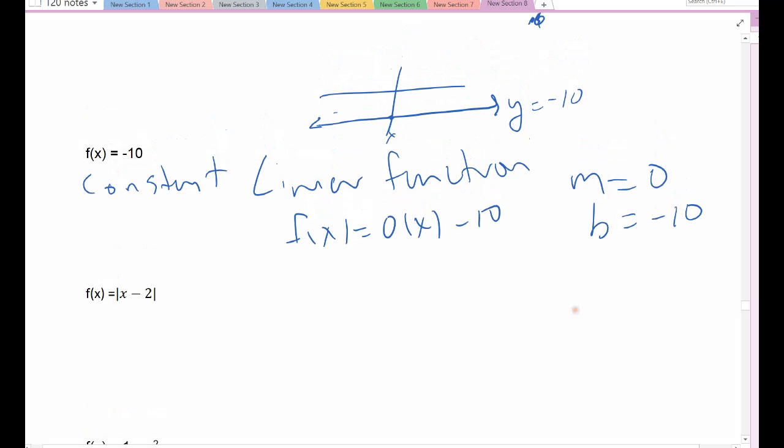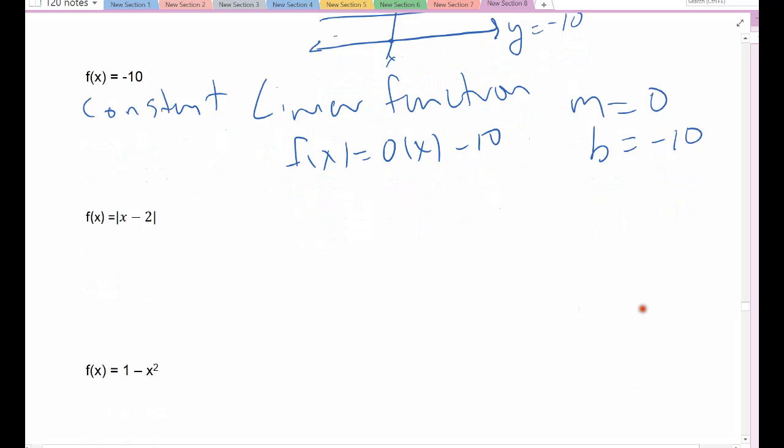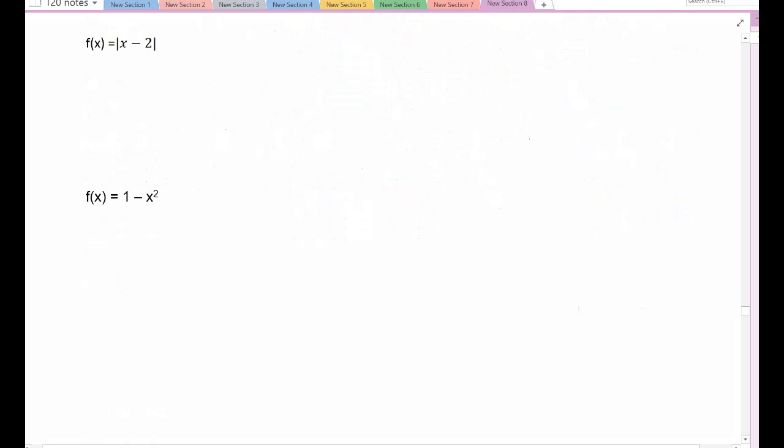Vertical lines are also fine. A vertical line is also linear. It's not a function, though. It's just linear. It is a line, but it's not a function.